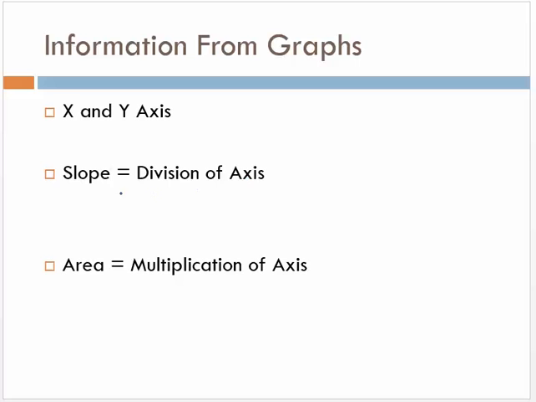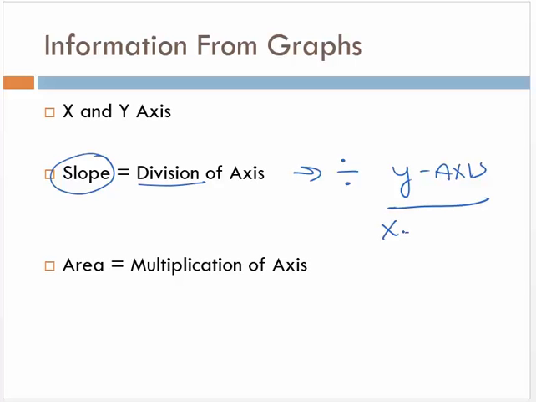In algebra, you start learning about slope, all right, where you take the axes and you're going to divide. This is where we divide. Typically, we're going to take the y-axis and divide it by the x-axis. And we did that for distance and time, and that gave us speed.